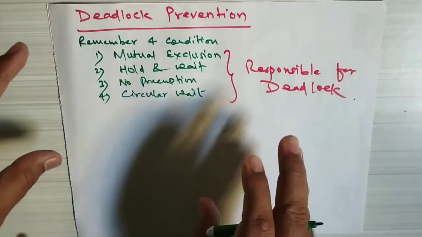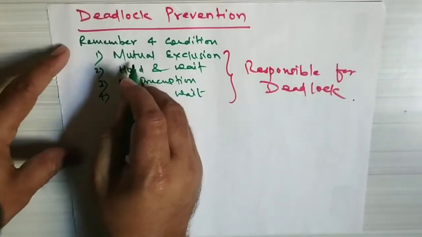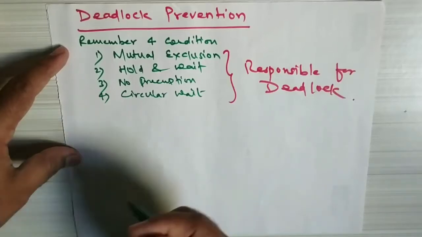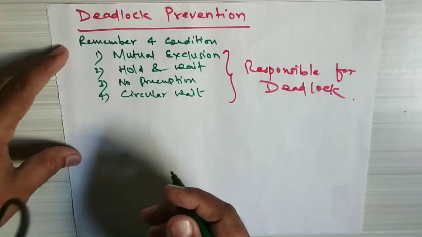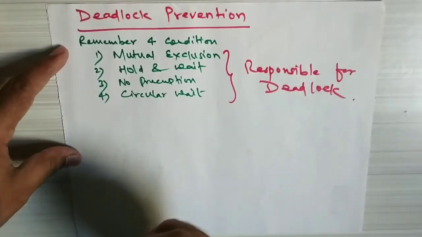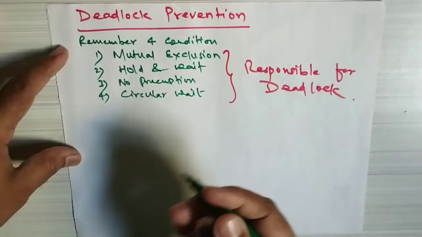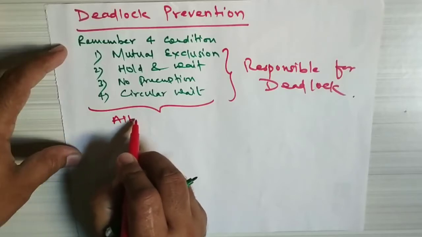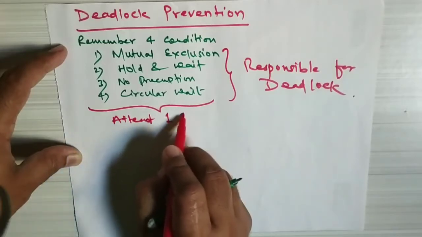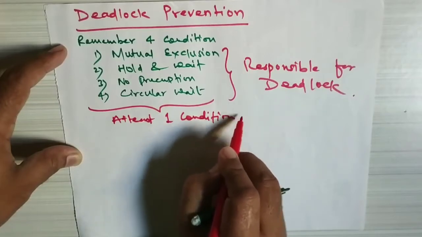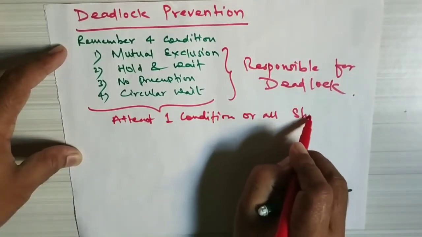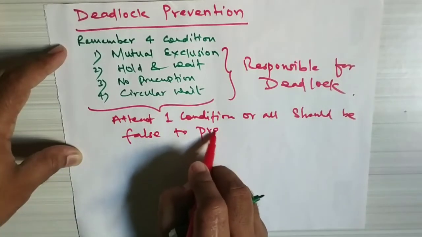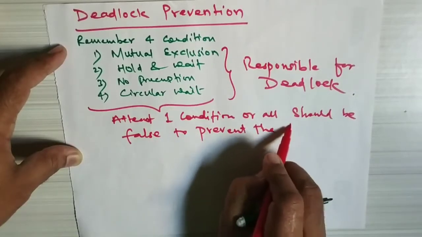Now we are going to break at least one condition, either mutual exclusion, or hold and wait, or no preemption, or circular wait. We'll try to see how we can make any one of the conditions false. So in this video we will try to falsify all the conditions. At least one condition should be false to prevent the deadlock.